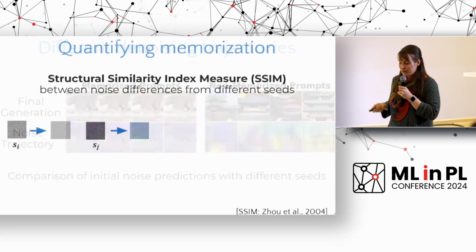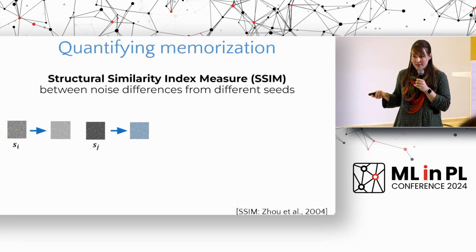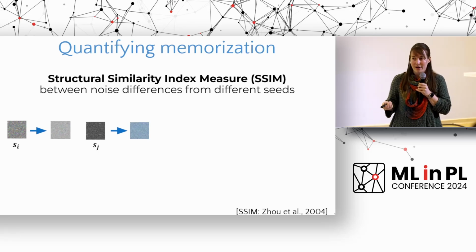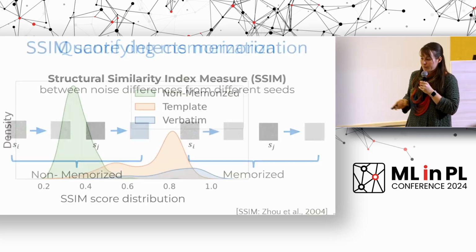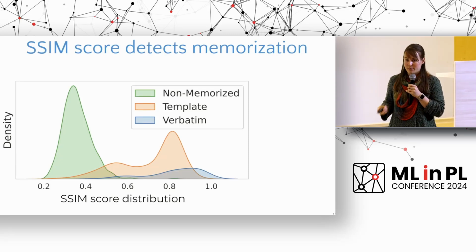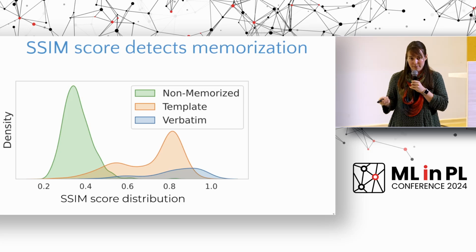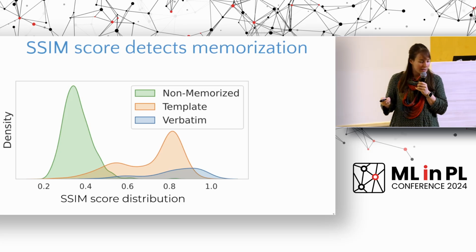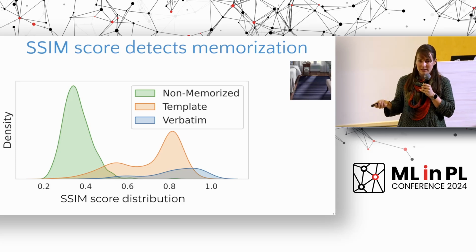How we can eventually quantify that is with the SSIM score. The SSIM score is a structural similarity index. It compares low-level features and structures, and it allows us to compare the noise differences for non-memorized and for memorized samples. To verify empirically that it really holds in practice, we can compare how this SSIM score differs between non-memorized and memorized data points. And indeed, you can see that for the non-memorized points, this SSIM score is significantly lower than for the memorized points.